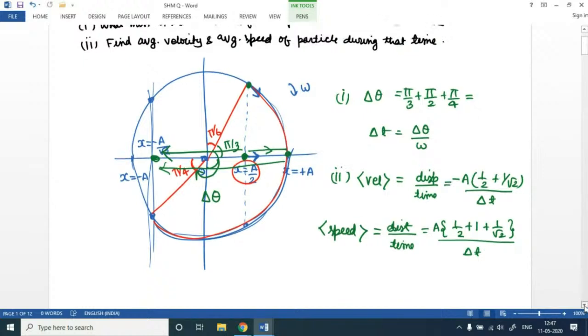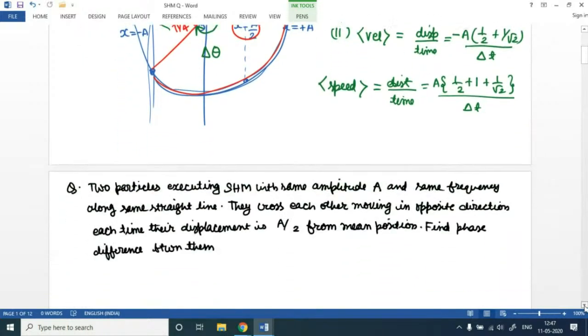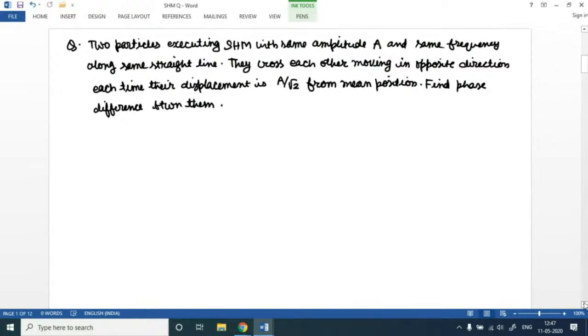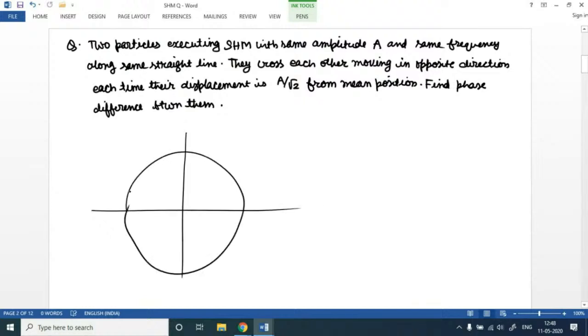Let's take one another simple example. Say two particles executing SHM with same amplitude A and same frequency along the same straight line cross each other moving in opposite direction. Each time their displacement is A by root 2 from the mean position. And we have to find out the phase difference between them. So again, we will be using the reference circle in order to solve this question.